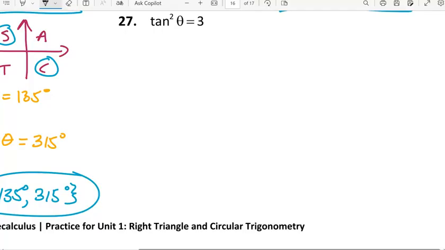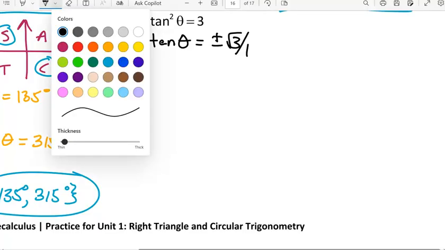In 27, tangent squared of theta is equal to 3. So we're going to begin by unsquaring or undoing the square. Remember that when we have a square that's equal to a positive number, there are two real solutions. So positive and negative square root of 3. We can make that into a fraction, square root of 3 over 1. So we are looking for an angle that has a tangent of either positive square root of 3 or negative square root of 3. This is going to increase our possibilities, and we'll look for a solution in every quadrant.